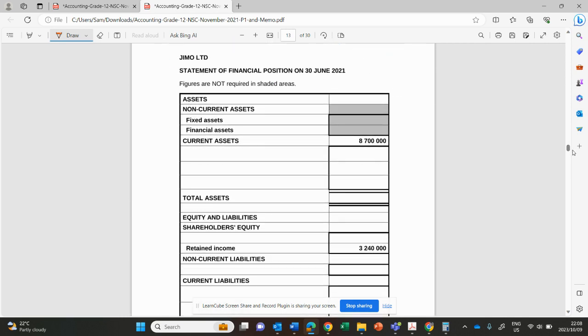Go into the balance sheet. The things that are shaded are not required. So under current assets, we know that we have inventory, we have trade and other receivables, then we have cash and cash equivalents. Now, firstly, to get the marks, open bracket and put the amount from the trial balance.